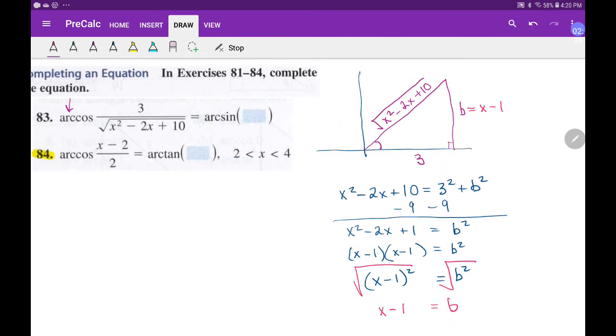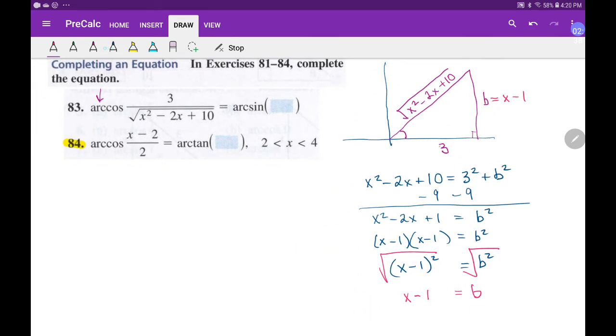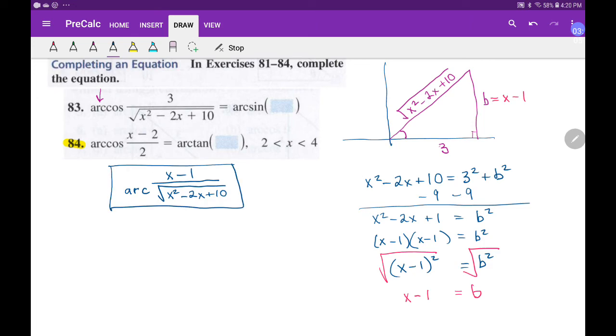So when you tell me that there is something I should fill in right here, then I'm going to say I need the arc sine of the opposite, which is x minus 1, and the hypotenuse is the square root of x squared minus 2x plus 10. And like a bad boy, I'm going to leave that on the bottom because, oops, I said I'm not willing to be that bad.